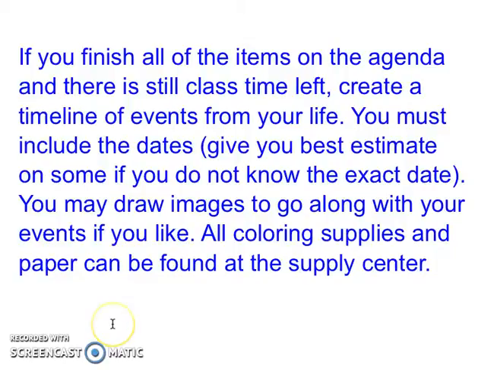You can draw images to go along with your events if you'd like. So like I said, if you got a puppy, actually I don't know for sure, but I think I got my puppy in 2009, maybe 9, 10, one of those years. Maybe I will draw a picture of a puppy underneath that event. It's totally up to you. All of the coloring supplies and paper can be found at the supply center. You guys know where all of those things are located.